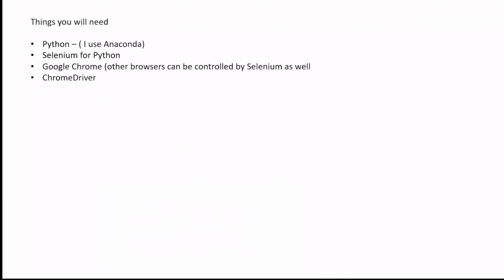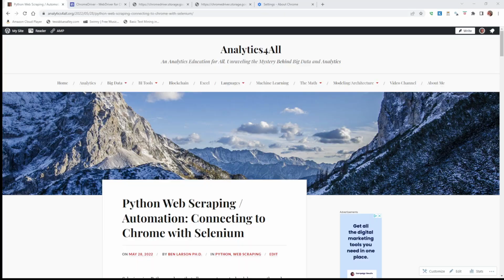Okay, things you're going to need for this is Python, obviously. I use the Anaconda distribution, but you can use any version you want. Anaconda I like because it comes with most of the things you'll need for data management. You're going to need Selenium for Python, Google Chrome. Other browsers can be run by Selenium as well, such as Firefox and Safari, but I'm using Google Chrome here because I just find it's probably one of the most popular browsers everybody seems to have out there. And you're going to need a Chrome driver. That's what we're going to do next.